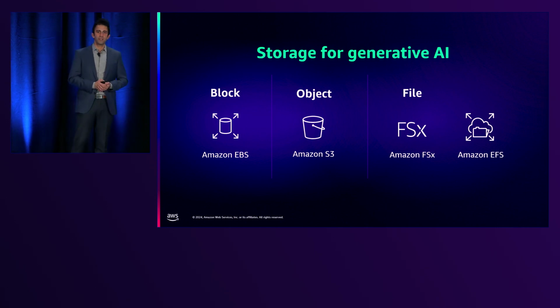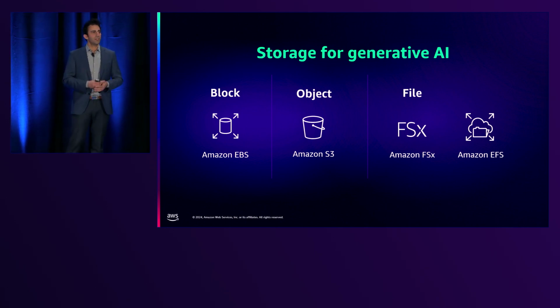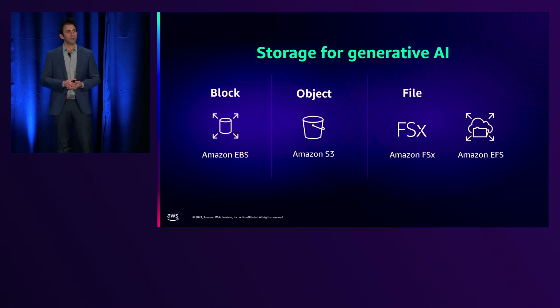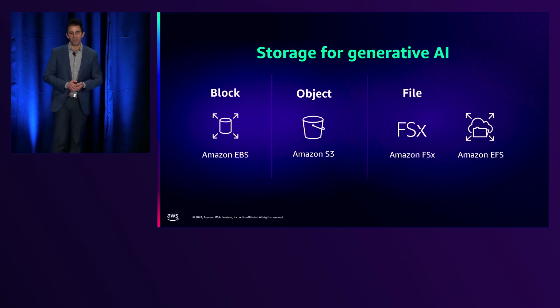Amazon EBS is our elastic block storage. In a generative AI context, it's typically used to create boot volumes to support your GPU instances. Amazon S3 is our vast-scale object storage for unstructured data. It's going to be the focus of a lot of the session moving forward. It's also been, obviously, the focus of the session up until this point.